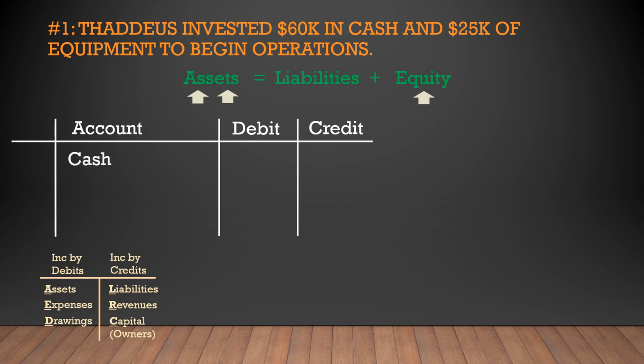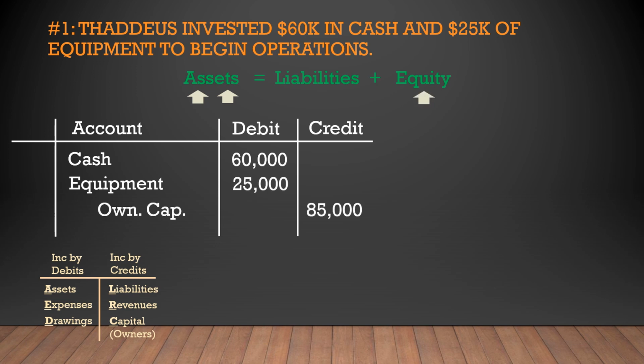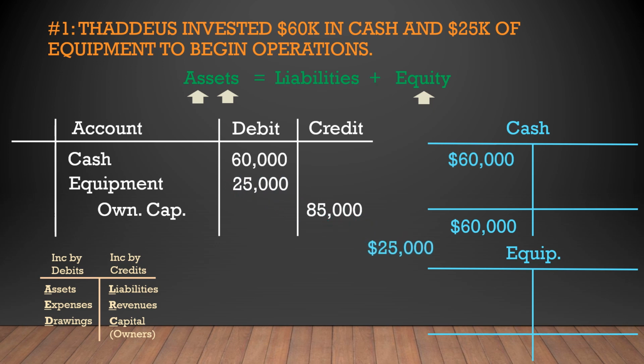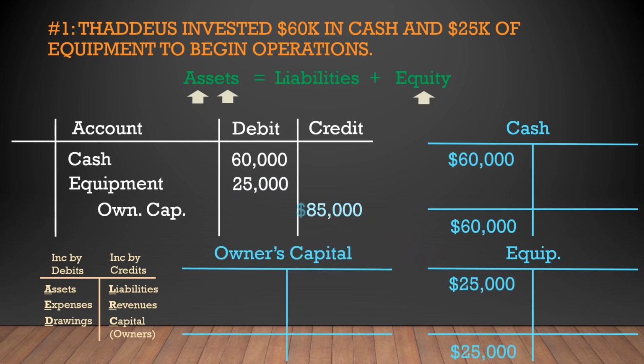We increase our cash asset with a debit. Increase our equipment asset with a debit as well. Increase owner's capital with a credit. Next, post to the appropriate ledger accounts. Just as in the journal entry, debits go to the left side of the T account and credits go to the right side of the T account. Cash now has a $60,000 debit balance, equipment a $25,000 debit, and owner's capital an $85,000 credit.